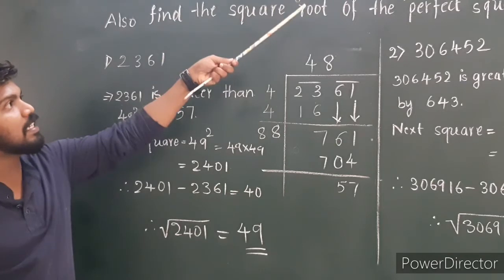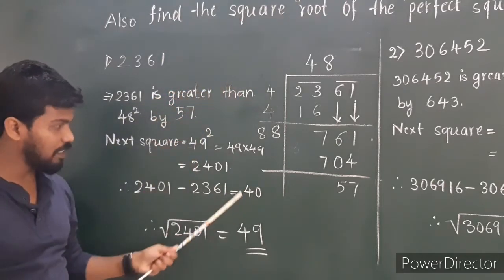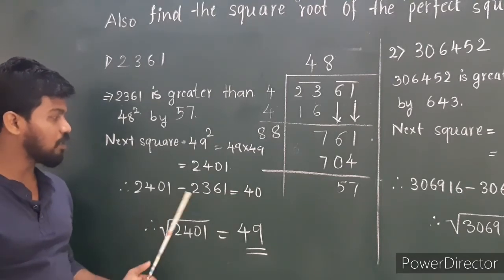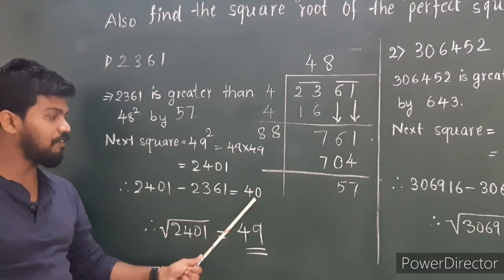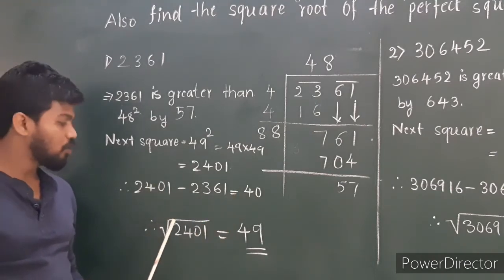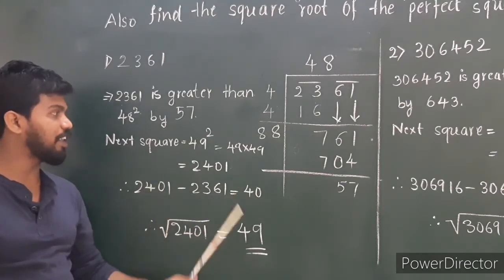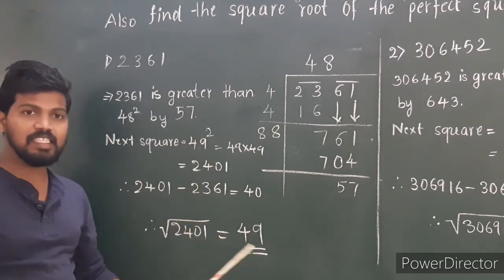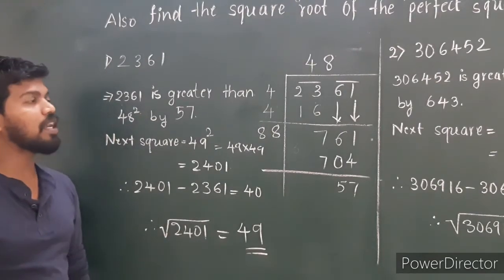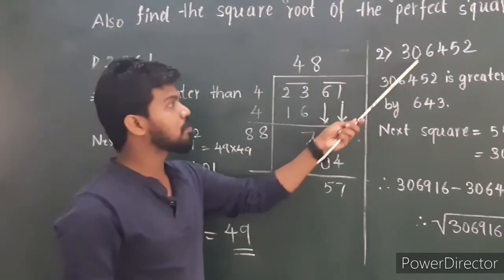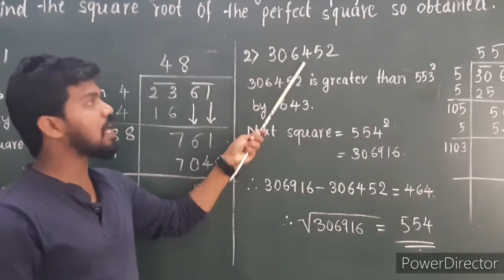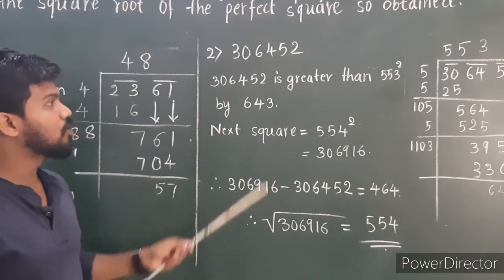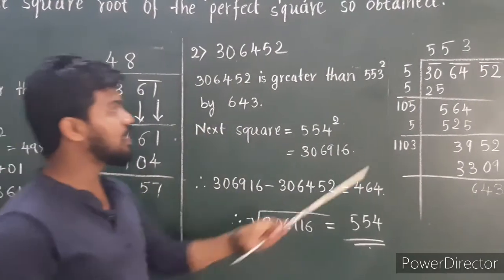Therefore the least number that we add is 40. So 2,361 if you add 40 you get 2,401. The square root of 2,401 is 49, since you already found that square. So that means 49 square is 2,401. Okay, next problem. You have 3,06,452. You find the square root using the division method.